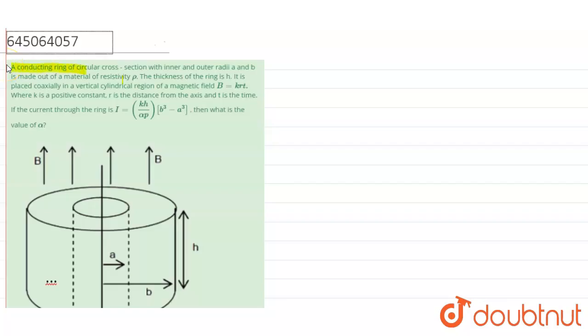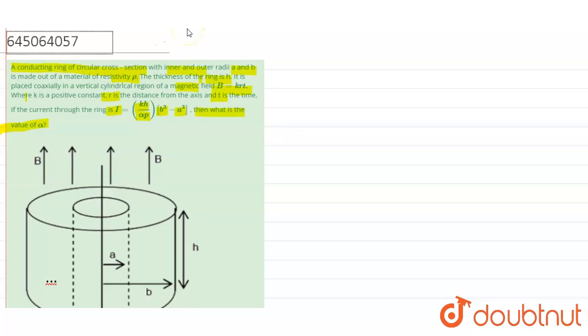Hello everyone. A conducting ring of circular cross section with inner and outer radii A and B is made out of a material of resistivity ρ. The thickness of the ring is h. It is placed coaxially in a vertical cylindrical region of a magnetic field B = krt, where k is a positive constant, r is the distance from the axis, and t is the time. If the current through the ring is I = kh/(αρ) (b³ − a³), then what is the value of alpha?